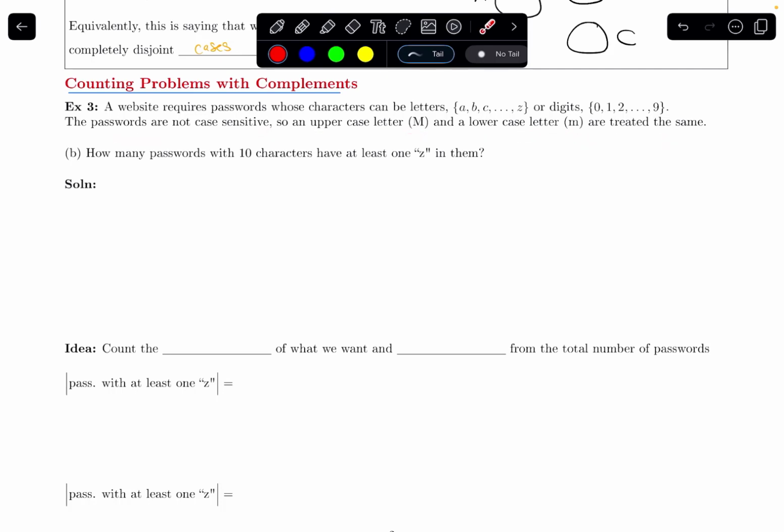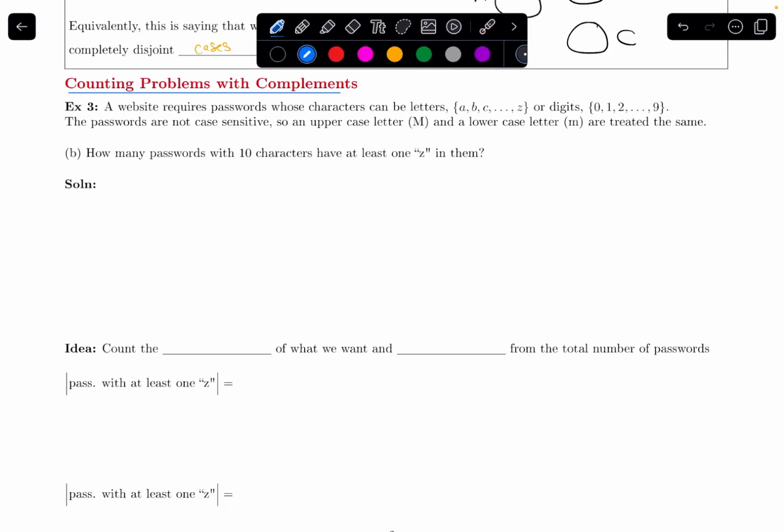So we actually looked at part A of this example in the last video. Now we're going to look at part B, which says how many passwords with 10 characters have at least one Z in them. Okay, so let's talk about how we can do this.